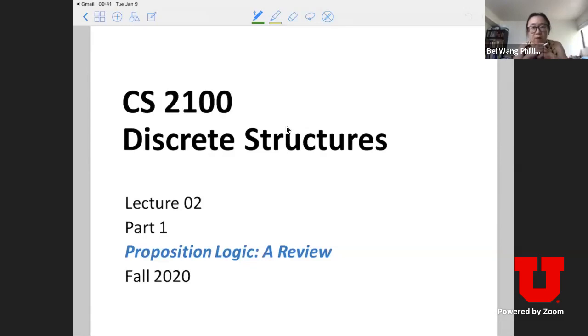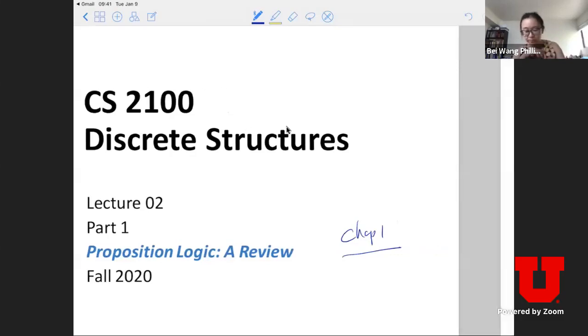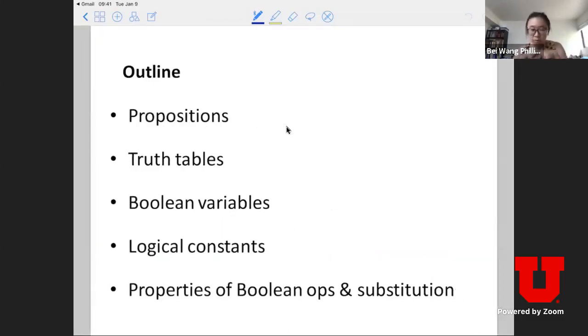Okay, so by now I would have assumed you have read some chapters related to proposition logic, which is mostly in chapter 1 of the textbook. This is going to be a short review, and it's not going to cover all the concepts, but the goal is to help you recollect some of the definitions you have seen so far. Overview, we're going to talk about propositions, truth tables, Boolean variables, logic constants, properties of Boolean operations, and substitution.